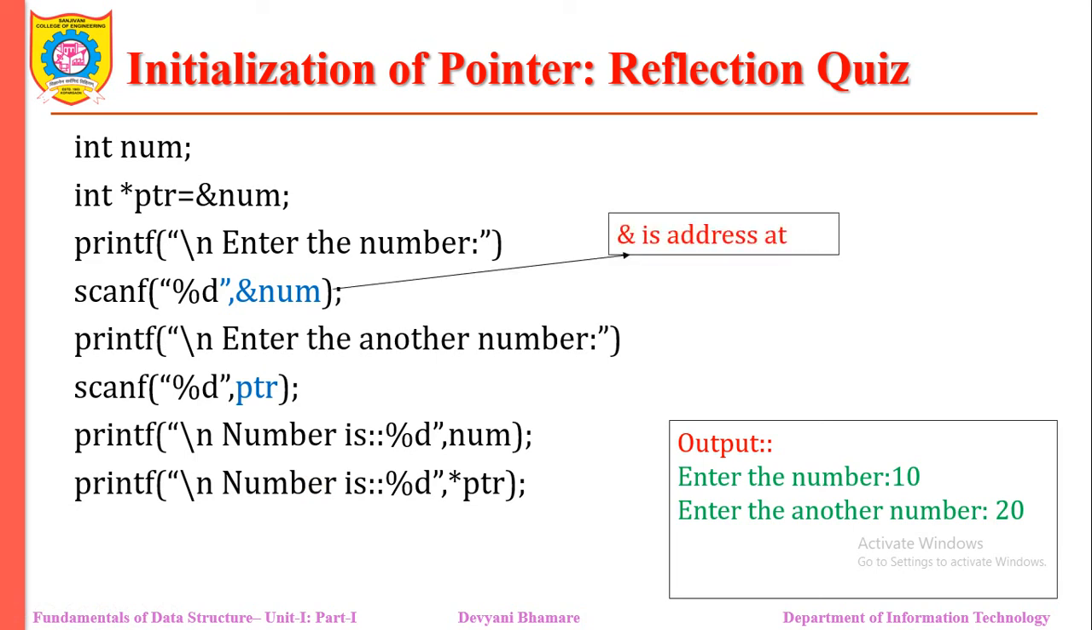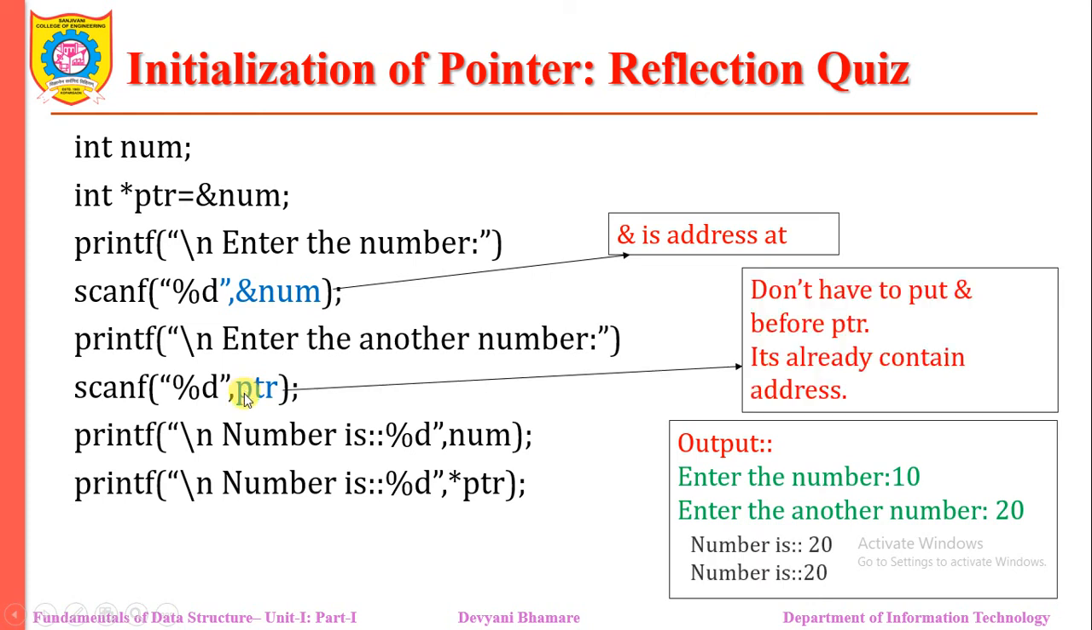I hope you have paused the video. Let me start. Yes, we have seen the address operator. That's why in a scanf statement we are using this ampersand. Whatever values we enter through the keyboard will be stored at the address of num. Then we enter another number into PTR. We have given the value 10 here and the value 20 here. We are getting the output: the number is 20 and the number is 20. Why does it happen? Because PTR contains the address of num. So due to this scanf statement, we are changing the value of num indirectly. That's why the output is 20 20.